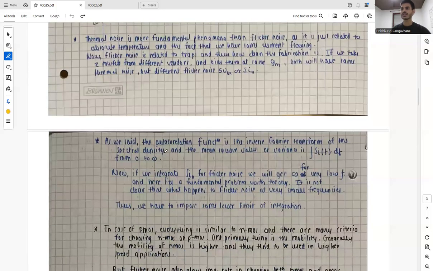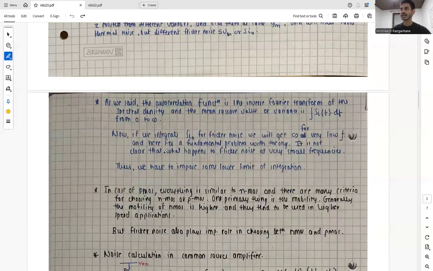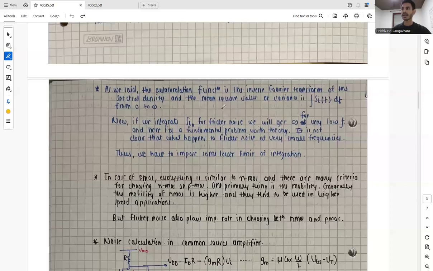And now, as we said, the autocorrelation function is the inverse Fourier transform of the spectral density, and the mean square value or variance is basically the integral of the spectral density from 0 to infinity. Now if we integrate our spectral density for flicker noise, we will get infinity at very low frequency. And here lies the fundamental problem with the theory itself. It is not clear what happens to the flicker noise at very small frequencies. Thus we have to impose some lower limit on the integration when it comes to flicker noise.